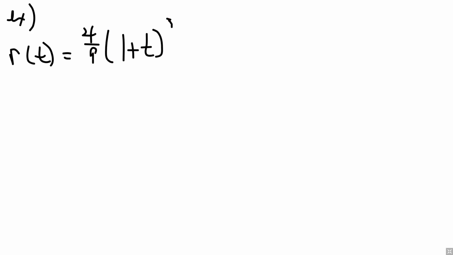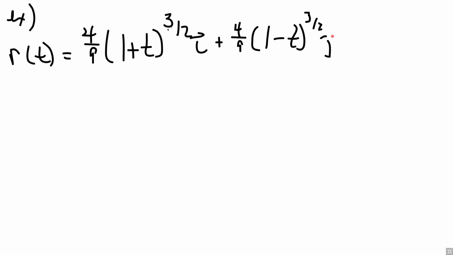Okay, so we are at the time t. We're told that the position vector r(t) is defined as 4/9 times (1 plus t) to the 3/2 in the i direction, plus 4/9 times (1 minus t) to the 3/2 in the j direction, plus 1/3 t in the k direction, and t is equal to 0.